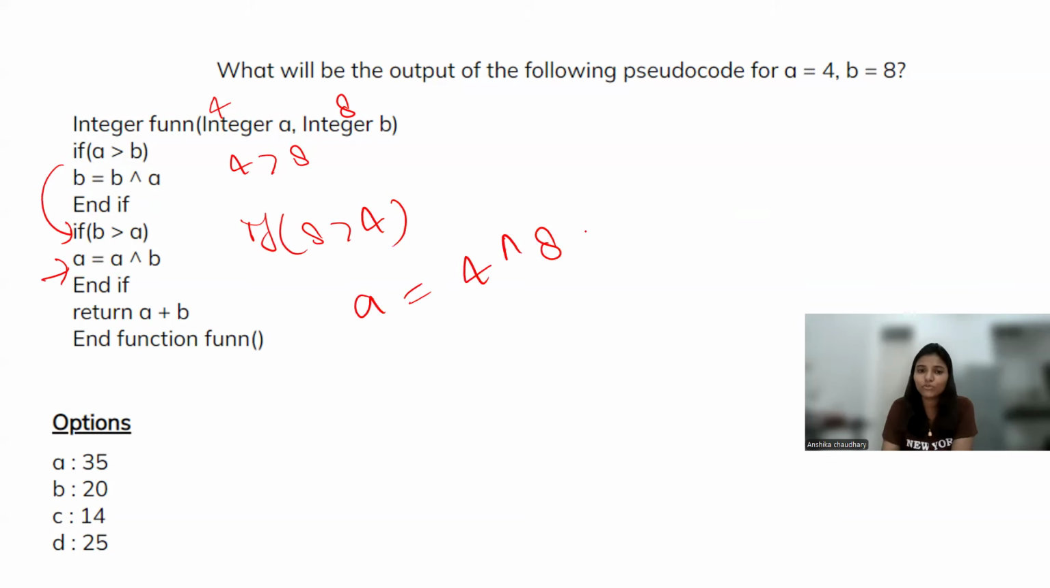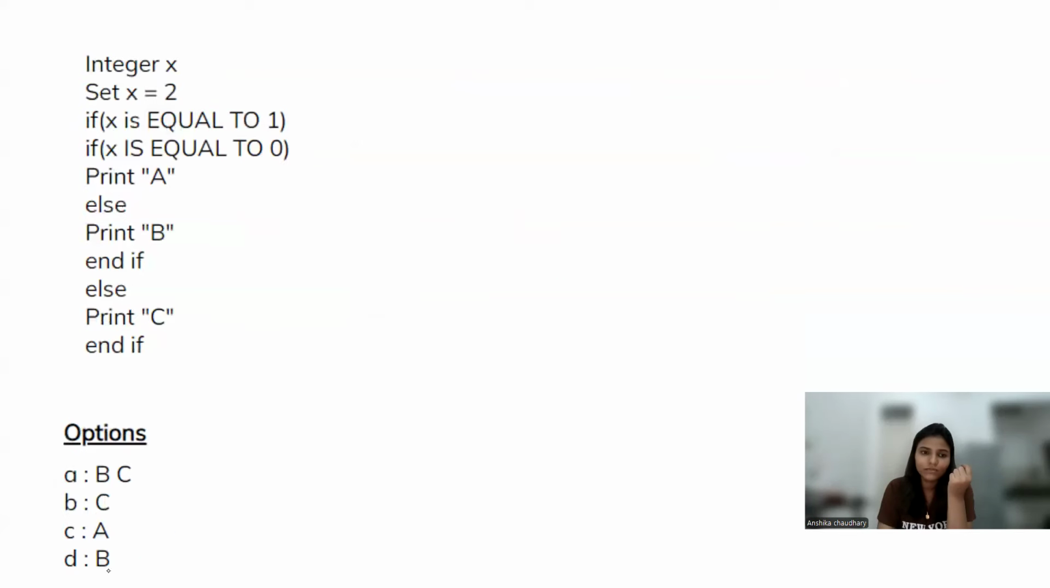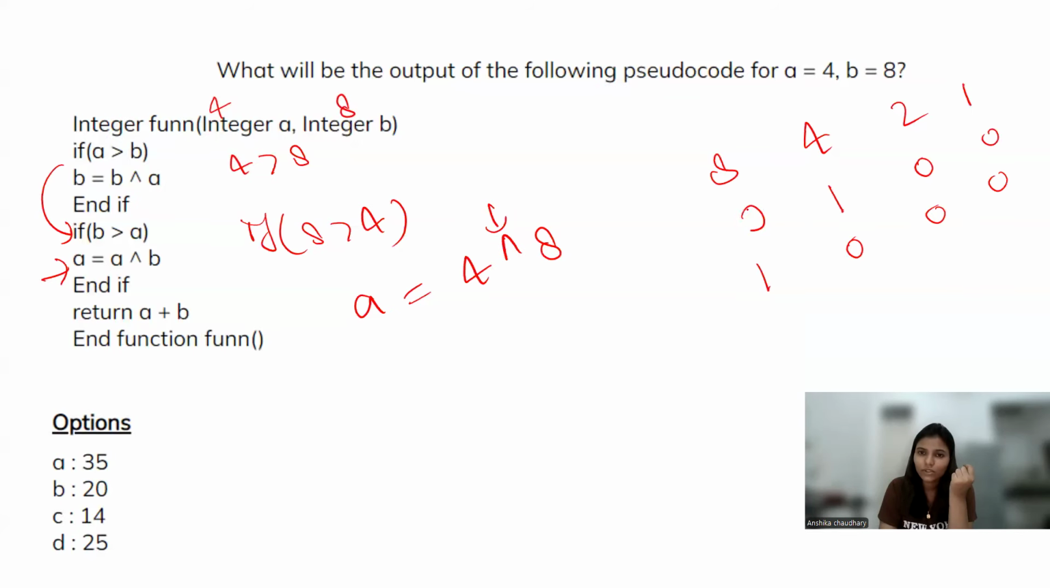So let's convert them into binary, because this is a bitwise operator. The binary code of 4 we can make with the help of 8, 4, 2, 1. How can we make 4? We will write 1 here and the rest are 0. And how can we write 8? So 8 is 1, 0, 0, 0, right? And we can fill the remaining places with 0 as well.